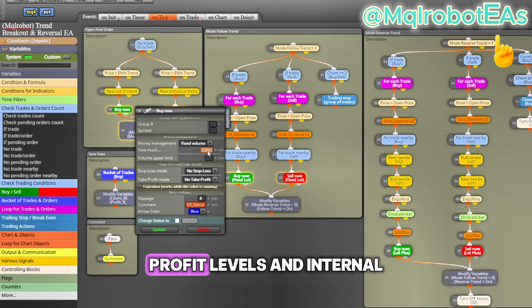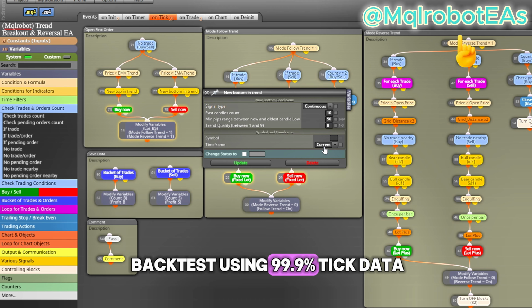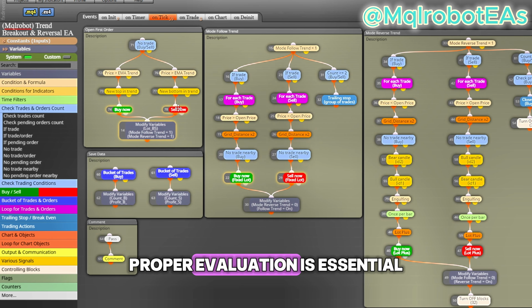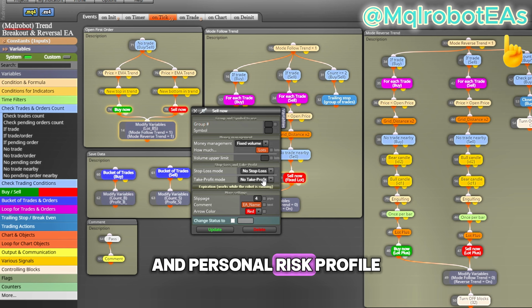Before using this EA on a live account, it is important to fully understand the underlying strategy, identify the risks involved, and conduct a detailed backtest using 99.9% tick data. Proper evaluation is essential to confirm suitability for your market conditions and personal risk profile.